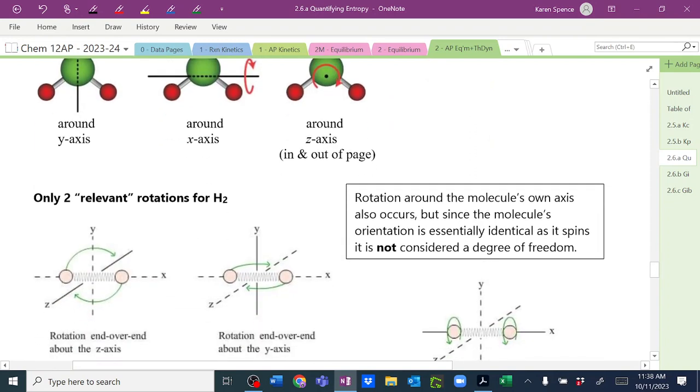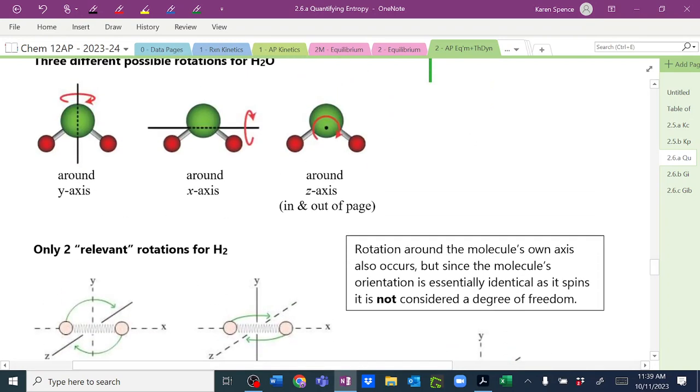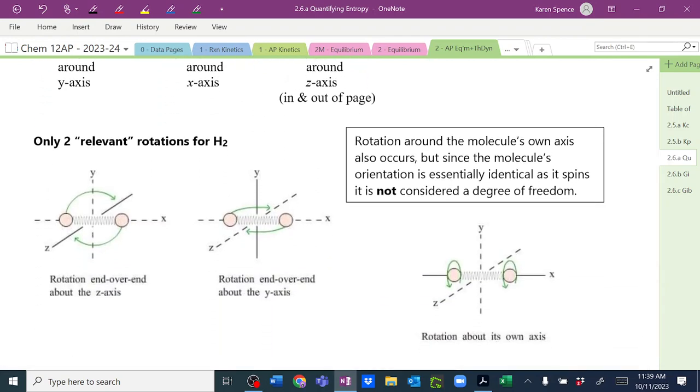Now, hydrogen only has 2 relevant rotations, right? If you have hydrogen, it can go this way, or it can go on the y-axis, right? But spinning on the one axis, that's not considered a degree of freedom, because the molecule is essentially identical if it's spinning like this, right? If you've got an H here and an H here, nature can't tell the difference between whether it's here or here or here, as opposed to this or this. Is that good? Okay.